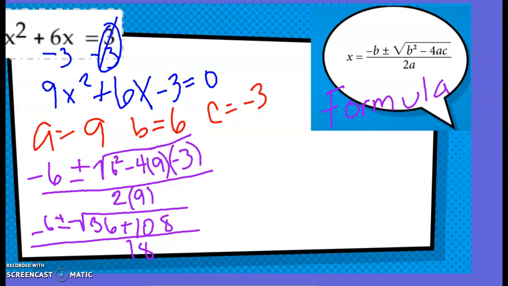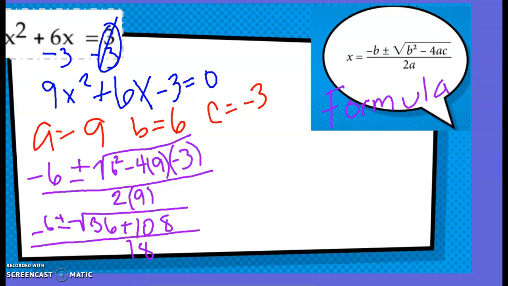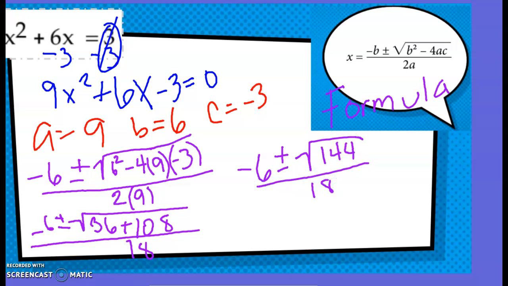Okay, we good so far? All right, so next we're going to add 36 and 108. And when I add those together, it gives me 144. So then it simplifies quite a bit after that. I have negative 6 plus or minus the square root of 144, divided by 18. All right, the square root of 144 is 12, so I can simplify that into negative 6 plus or minus 12 divided by 18.